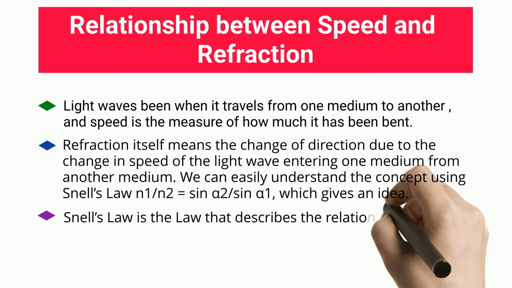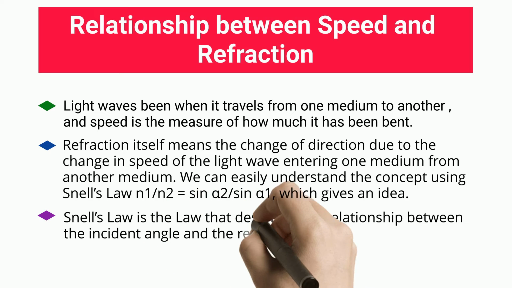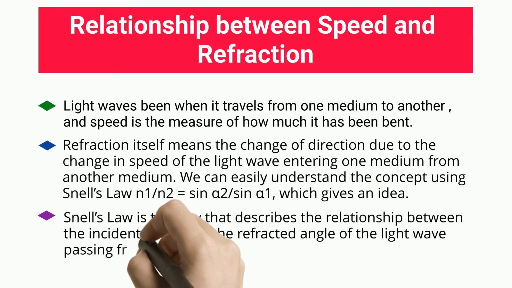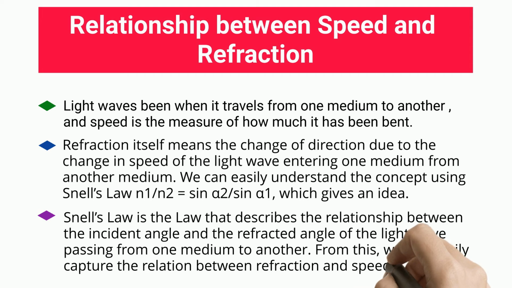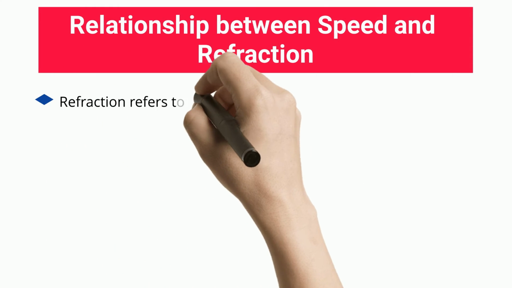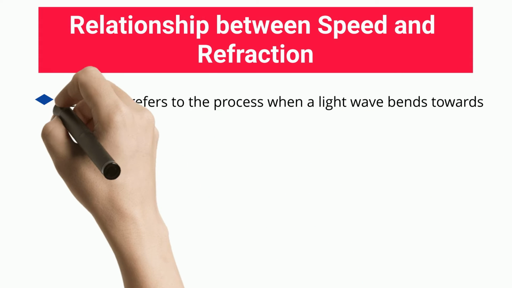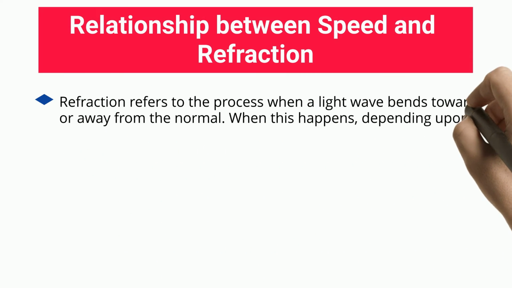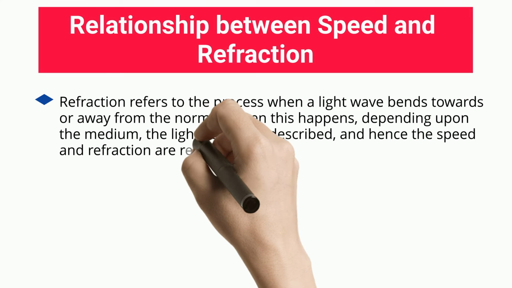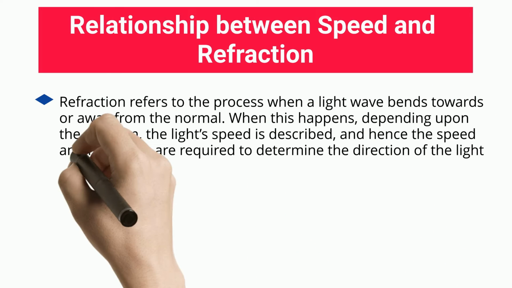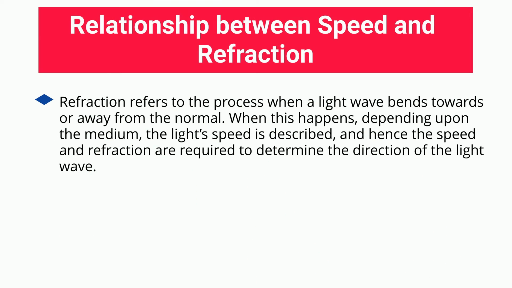Snell's law is the law that describes the relationship between the incident angle and the refracted angle of the light wave passing from one medium to another. From this, we can easily capture the relation between refraction and speed. Refraction refers to the process when a light wave bends towards or away from the normal. When this happens, depending upon the medium, the light's speed is described, and hence speed and refraction are required to determine the direction of the light wave.